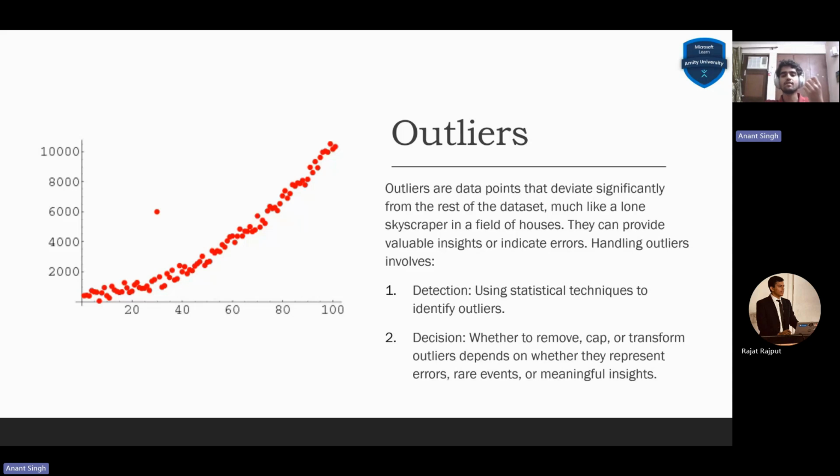They can provide valuable insights and indicate errors in the data. Handling outliers involves, first of all, detecting them, which is a very advanced form of using statistics, because outliers, unlike mean, median, and mode, are very difficult to find, right? And then the decision is whether to remove, cap, or transform the outliers, which will depend on what they represent: errors, rare events, or meaningful insights, right? Sometimes it can also be meaningful, but for rare events and errors, you might or might not want them. You have to decide.